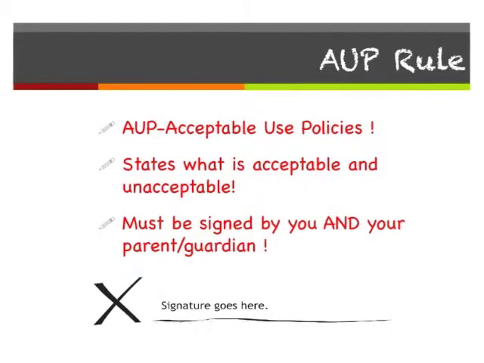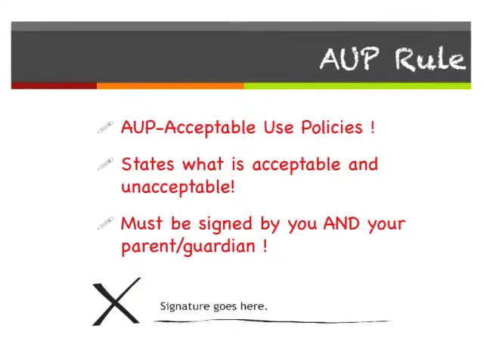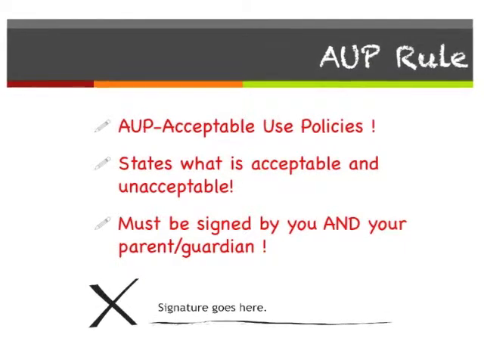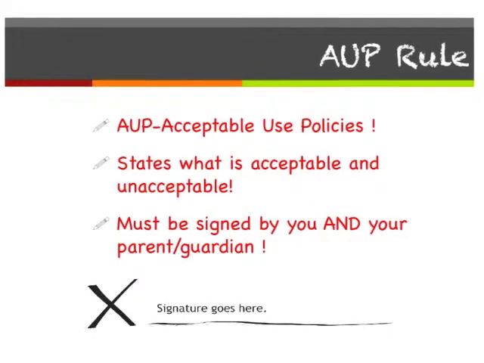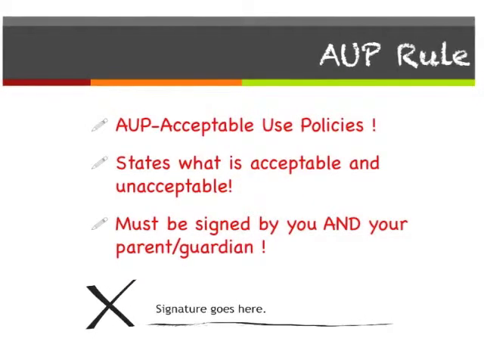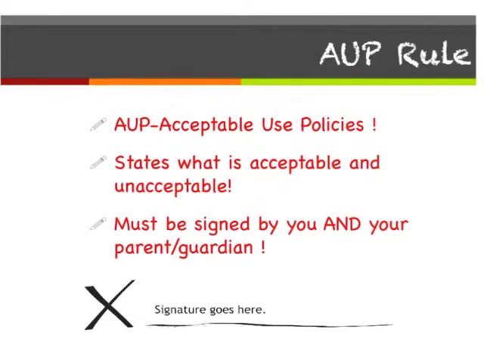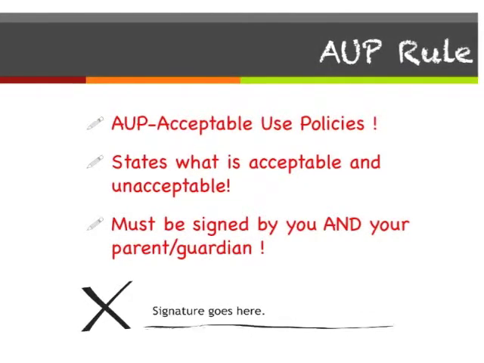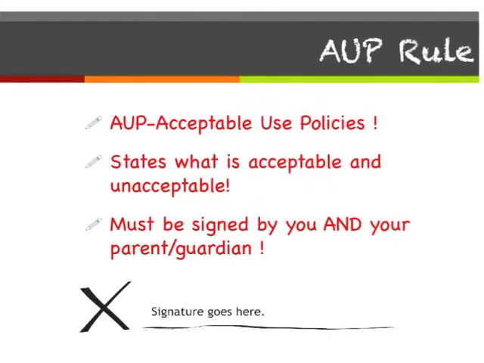First comes the AUP rule. AUP stands for Acceptable Use Policies. This policy states what is acceptable and unacceptable when using the computers. Along with these rules come consequences that will be put into place if unacceptable use of the computers occurs. Before you are allowed to use the computers, this policy must be signed by you and your parents.